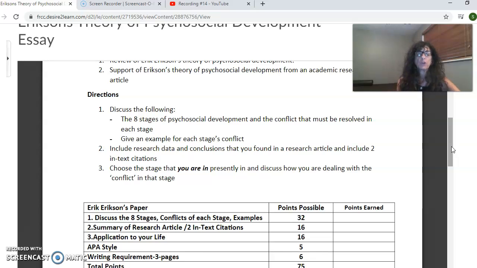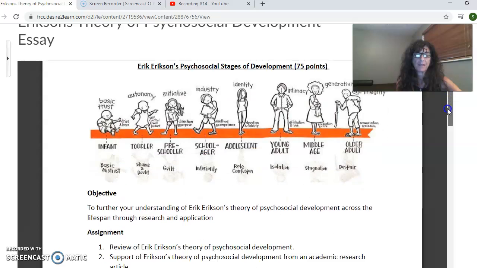And third, you're going to choose the stage that you're presently in. And we have a class that spans the lifespan. We have both young and older students in this class, so it's been a really nice mix of perspectives as well. So choose the stage that you're in presently and discuss how you're dealing with that conflict in that stage.